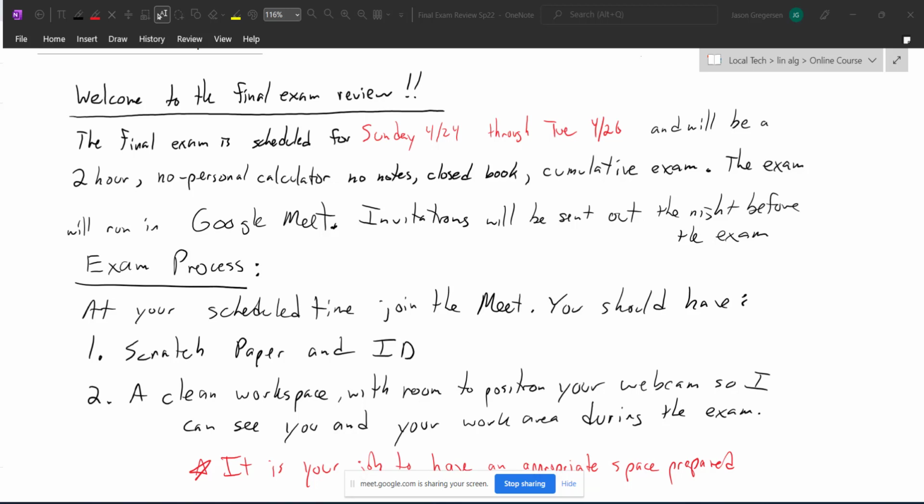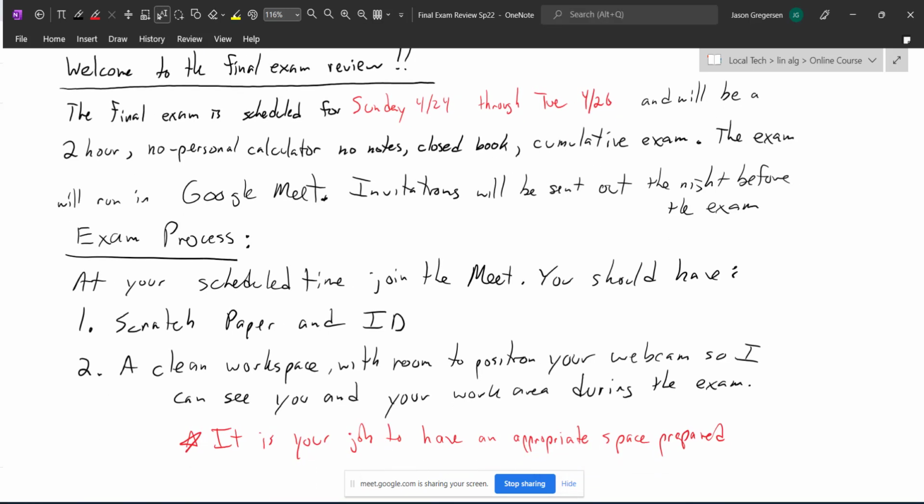The exam process says basically show up to Google Meet, have scratch paper, your ID ready, and have a clean workspace with room to position your webcam so I can see you and your work area during the exam. And a reminder, it's your job to have an appropriate space. So if you need to prepare some space to make sure you have room to position your camera where I can see you in your workspace, that's important. Okay. So general exam information. Any questions there at all?